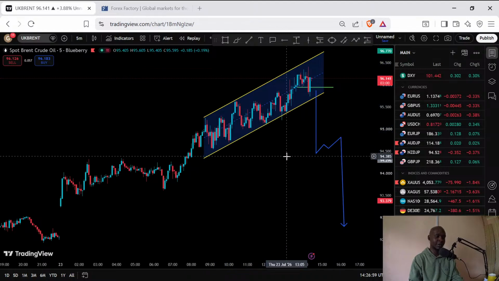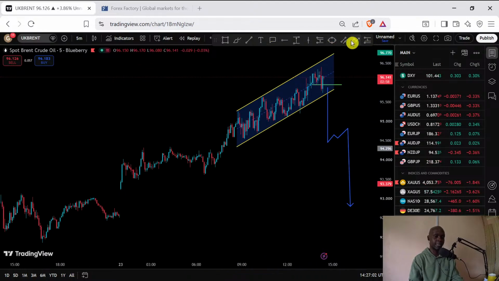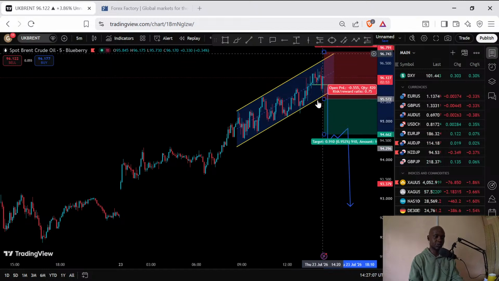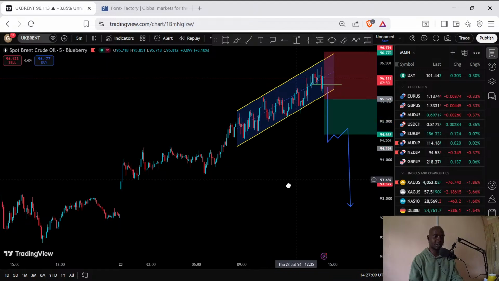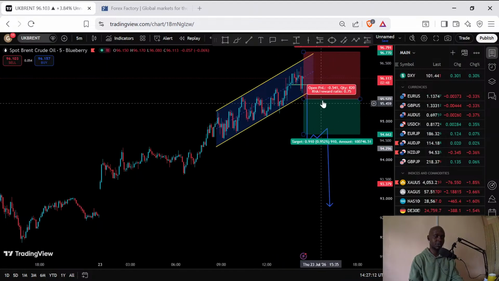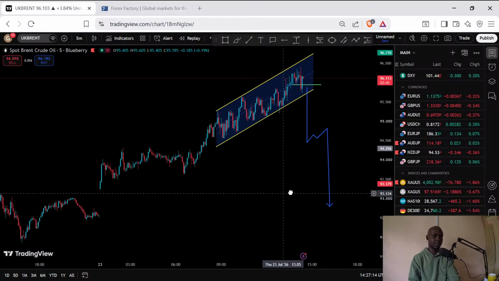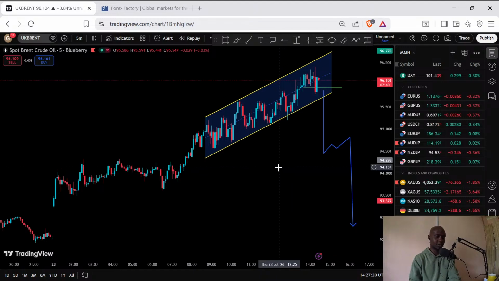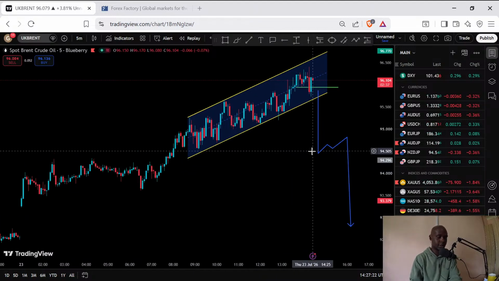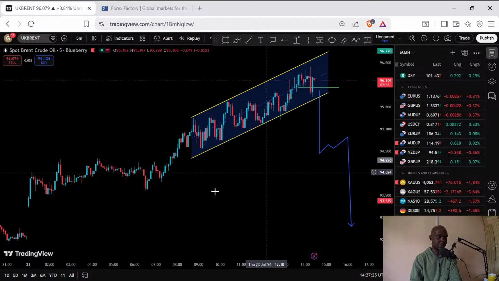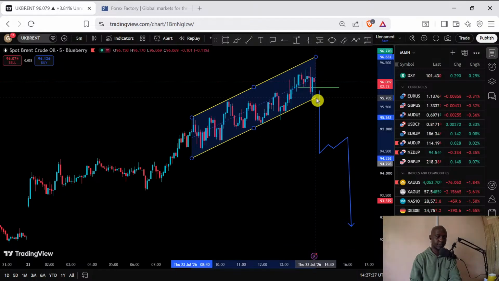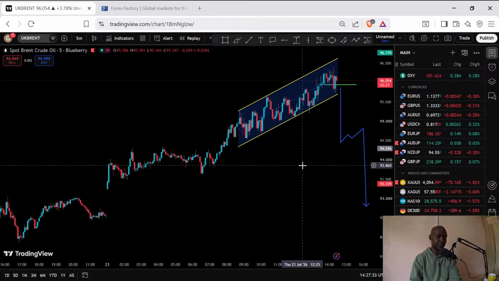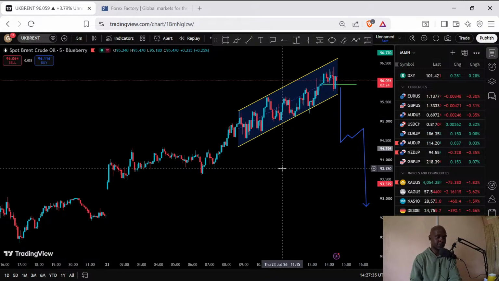Another way to short would have been to just place entries once we break outside of this lower trend line and have stops above there. But those are not setups. Those are not how I get into trades. But I know there are definitely people who get involved in such a way.